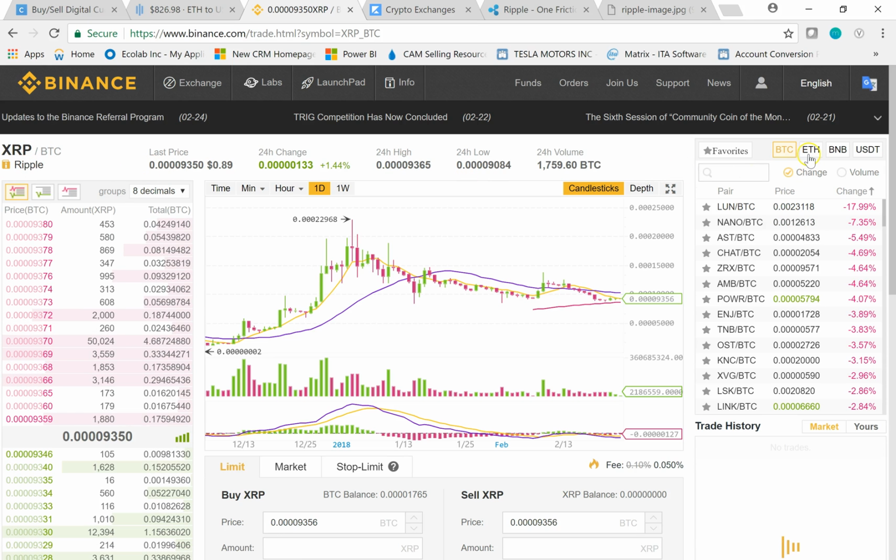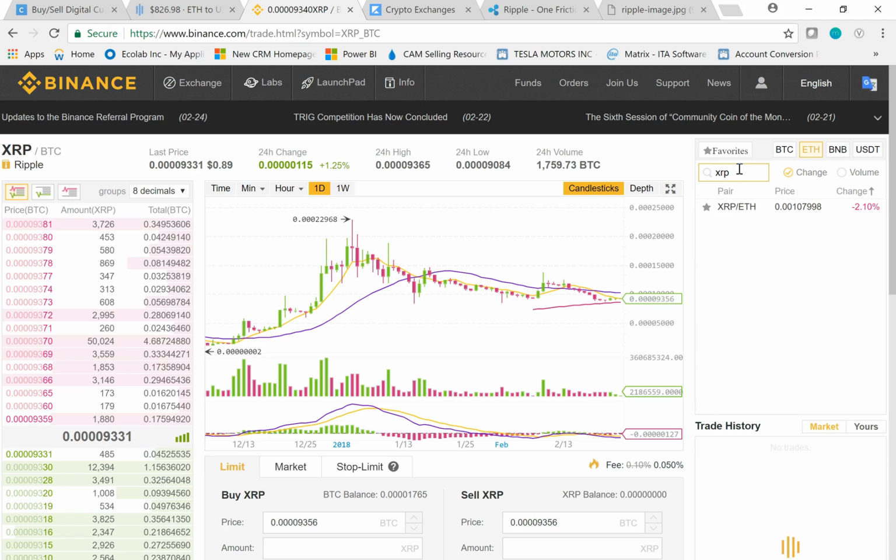Ripple. You can come over here, and I'm going to have Ethereum, so I'm going to change it to Ethereum, and I would just type in XRP. That would bring up the XRP versus Ethereum trading pair. If you're wanting to trade with Bitcoin that you sent over, then you would use the Bitcoin trading pair, but we're going to use the XRP to Ethereum trading pair.